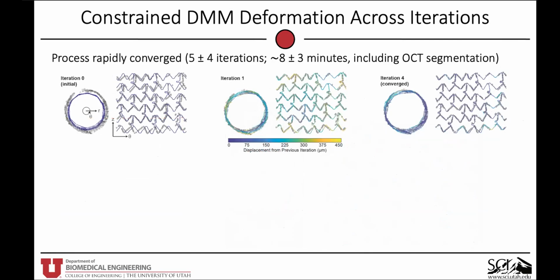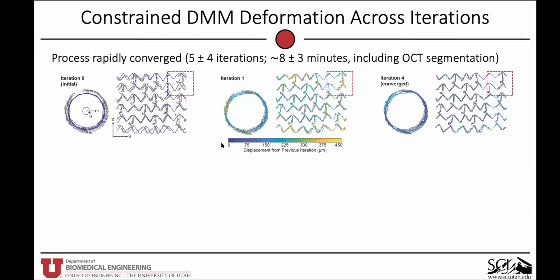So in terms of that constrained DMM across iterations, this is just looking at a couple examples, but they did rapidly converge around 5 to 10 iterations, on the order of about 10 minutes through this entire process. And this is an example of the movement or the deformation of that wireframe to match that point cloud. And the color here is indicative of displacement from the previous iteration.